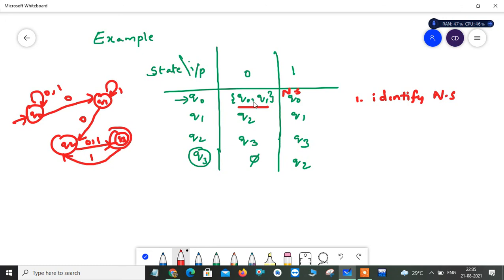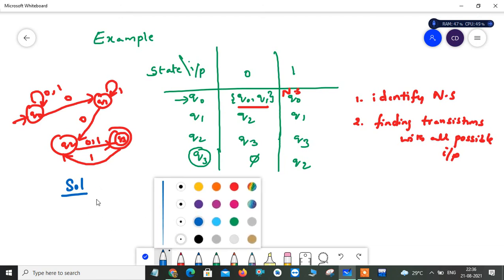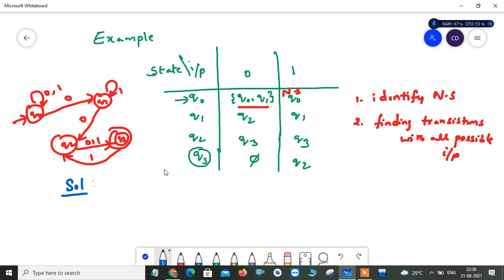Then you start the second step, that is finding transitions with all possible inputs. What are the possible inputs we have? 0 and 1. Now I start the solution for this question. Here I just want to reduce the size of this. Okay, now we'll see the solution of this question.